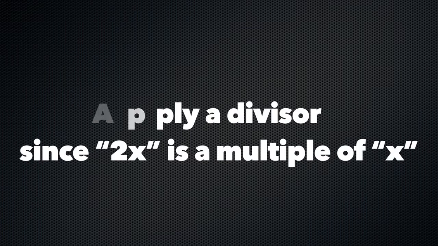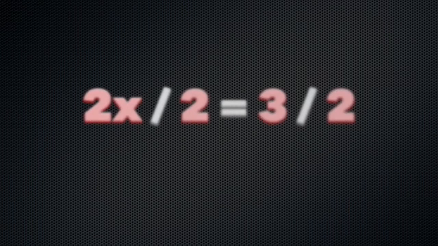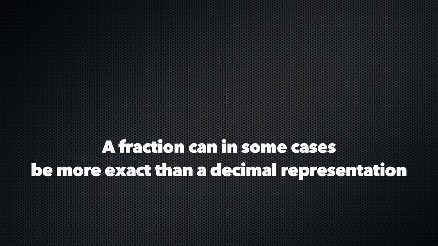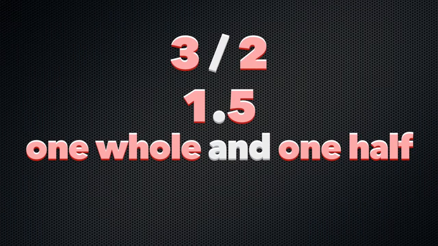In order to solve for x, we have to apply division, since 2x is a multiple of x. Again, the division is applied to eliminate the factor of 2. 2x divided by 2 equals 3 divided by 2. We have thus established that x is a fraction. A fraction can in some cases be more exact than a decimal representation. However, 3 divided by 2 is the same as 1.5 or 1 whole and 1/2.